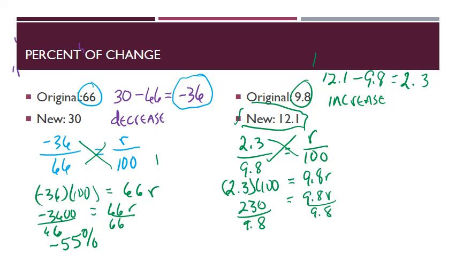And when I do, let's see, got my calculator over here. 230 divided by 9.8, 23.5. So I got a rate of increase of 23.5%. All right, we're going to look at a couple more.